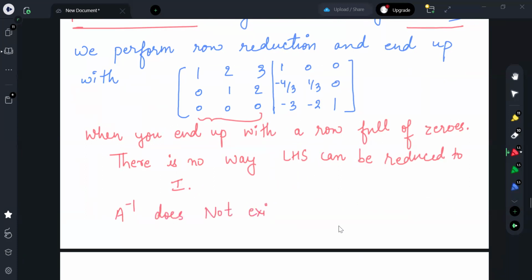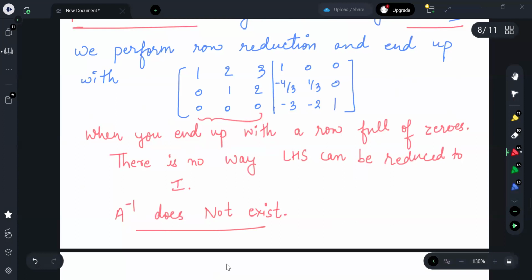Now, this may look like a long process just to find out that A inverse does not exist. We will learn shortcuts by using determinants in the next video. See you in the next video.